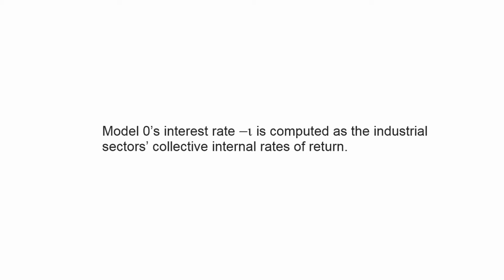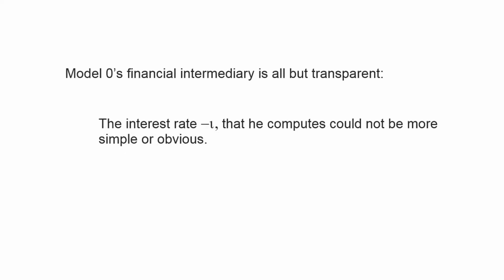Positive feedback is an inherently ornery thing to manage in formal dynamic systems. Thus, we emphasize that economic modeling entails a challenge to demonstrate how the weakly positive feedback animating the material circuit might control and be controlled by the strongly positive feedback animating the financial circuit. Model 0's financial intermediary is all but transparent. The interest rate minus iota that he computes could not be more simple or obvious.